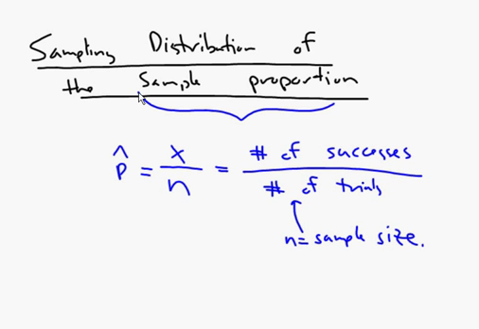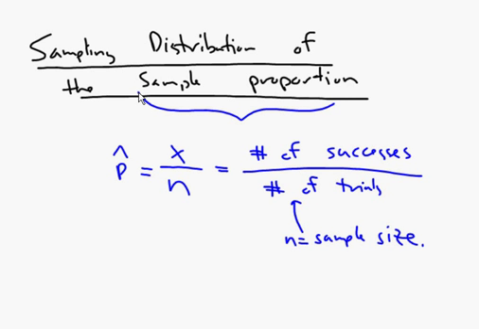It could be that you're asking people's opinion, do they like vanilla ice cream or not, and you want to find a p hat, the proportion of people in the sample who say they like vanilla ice cream. It could be p hat equals the number of car parts that pass a particular type of test out of some sample size of 50 car parts, and you test to see how many of them are successful or do what they're supposed to do.